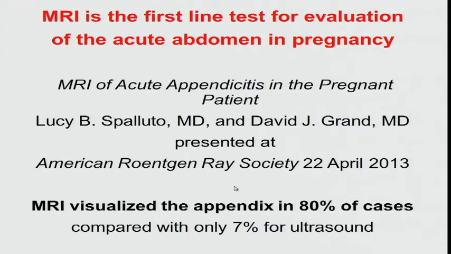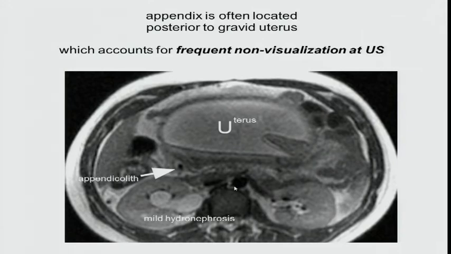And this was presented in 2013 at Rink and Ray. In MR, we see 80% of the appendix. And in ultrasound, in a pregnant patient, we only see it about 7% of the time. Why? Because in a pregnant patient, it's usually behind the gravid uterus. So you can't feel for it, you can't see it with ultrasound, you don't want to CT the baby. So this is a good way to get a good look at the appendix.